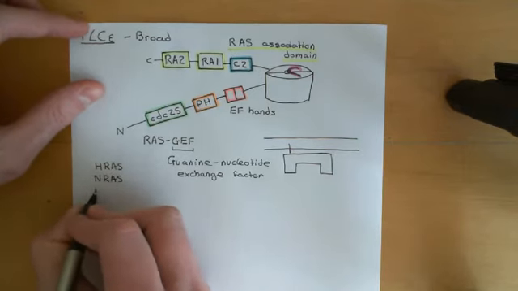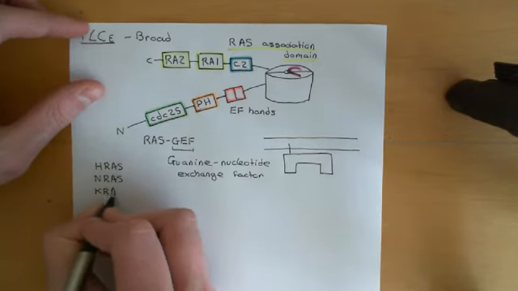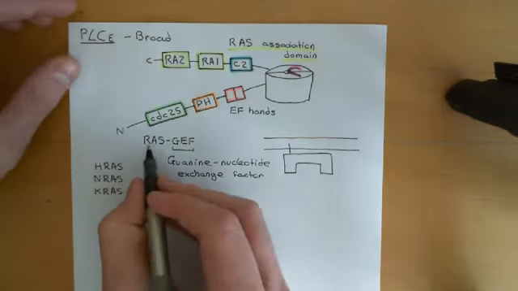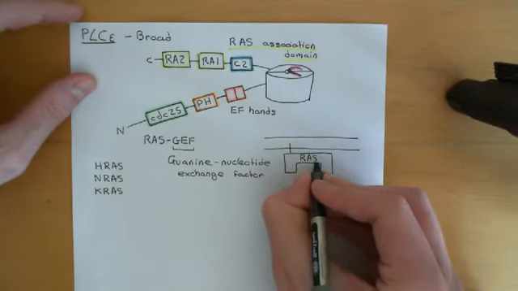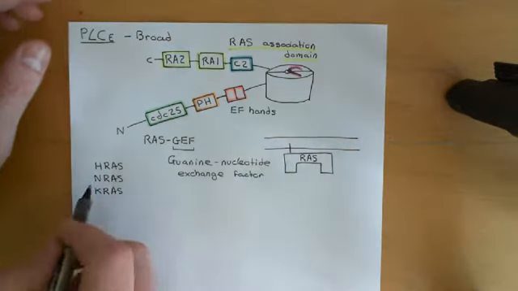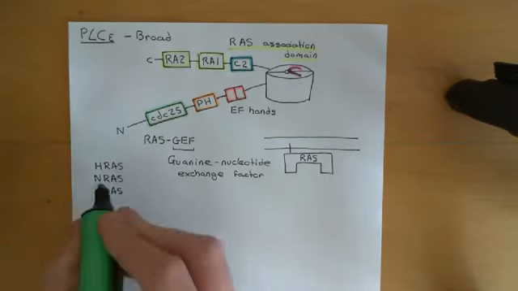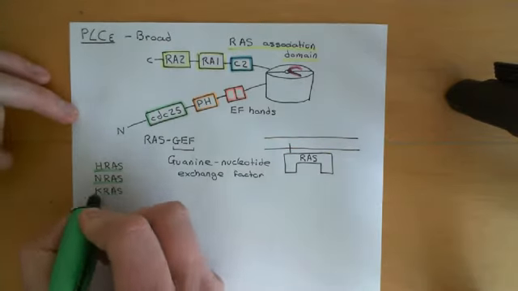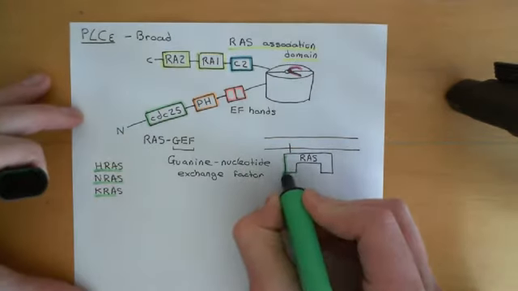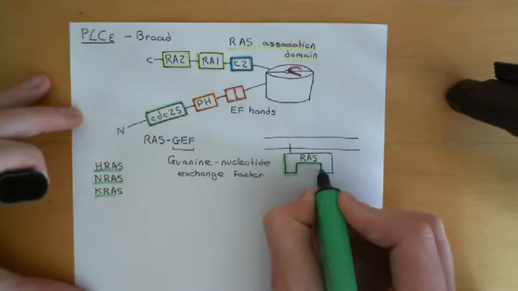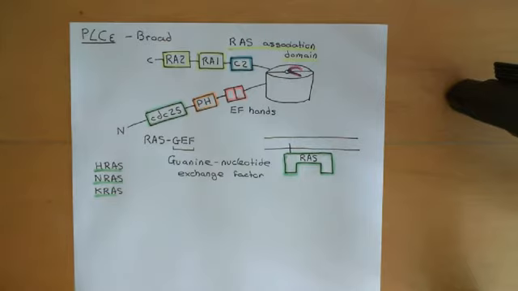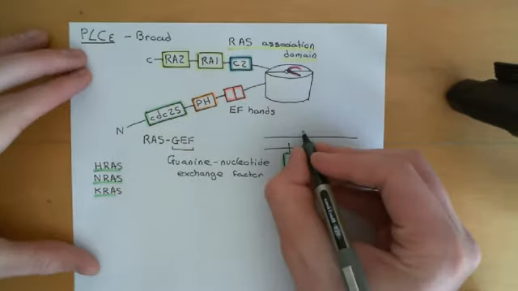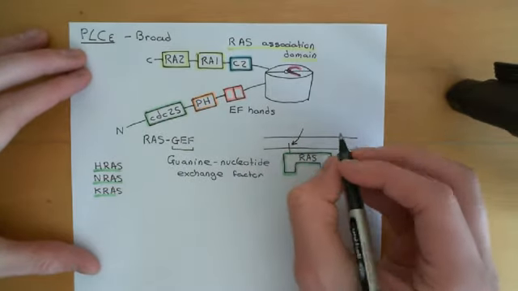For our purposes they all do exactly the same thing. So often they're just abbreviated down to RAS. So when I put RAS here, that means one of these, either HRAS, NRAS, or KRAS. And it's attached to the underside of the phospholipid bilayer by a lipid moiety. And again, it's a palmitoyl group specifically that's attached to RAS, but the specifics don't really matter.